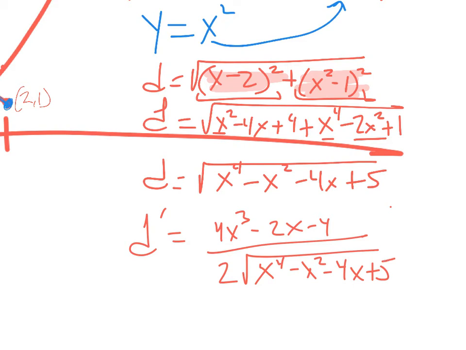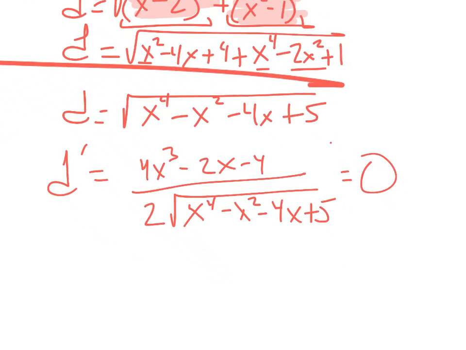Now, we want to set this equal to 0, right? Or we want to find out when it's undefined. It's undefined when this is 0 down here, and it's 0 when the top is 0. So to solve this, we're going to use our CAS calculator, our TI Inspire CAS.